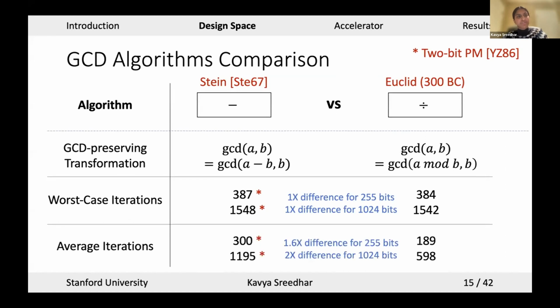In the average case, however, it's not quite as simple. We see that there is a 1.6 to 2 times higher cycle count for the 2-bit PM algorithm compared to the Euclid algorithm. So we were interested to see if the time per iteration for the 2-bit PM algorithm would be at least twice as fast compared to Euclid's algorithm, meaning that it would have shorter execution times and thus better performance.